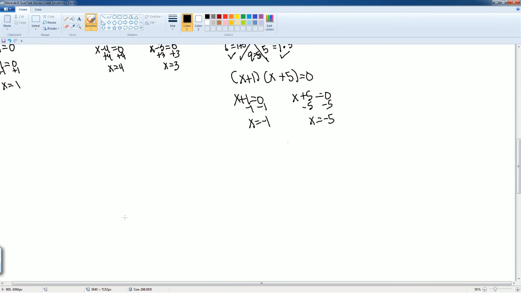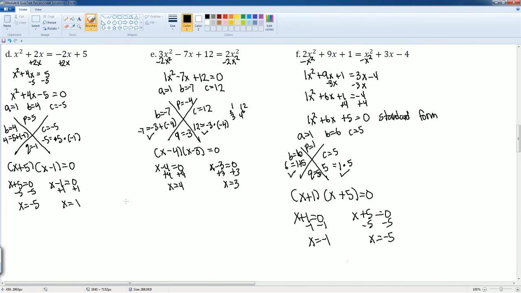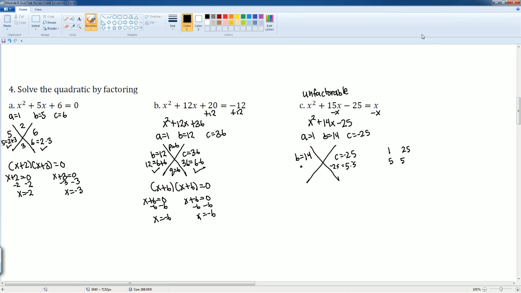And there you go. That is all your solutions for this part. The only thing that was unfactorable was C. That became a 14. That's interesting.